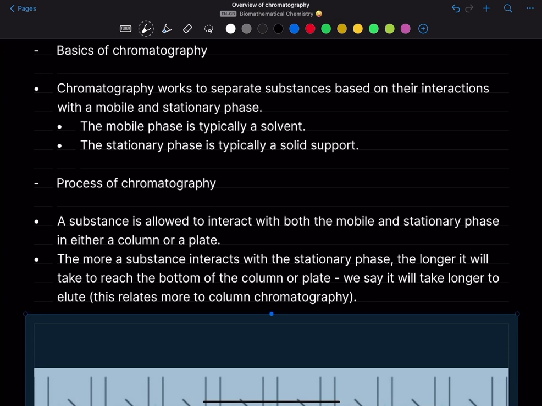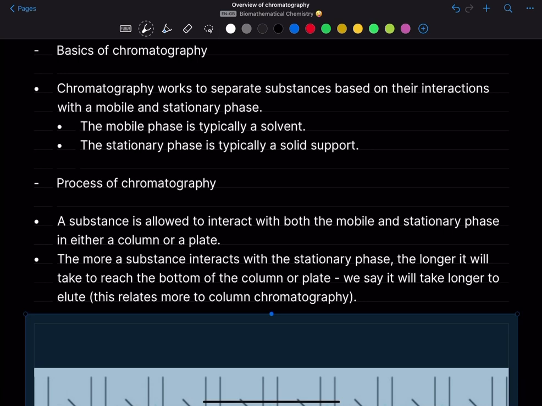There's also column chromatography and gas chromatography, but the basic idea is that they all have a mobile phase, which is typically a solvent, but it doesn't have to be, and a stationary phase, which is typically a solid support of some sort. They follow the idea that each compound can be identified by its affinity to the stationary and the mobile phase.